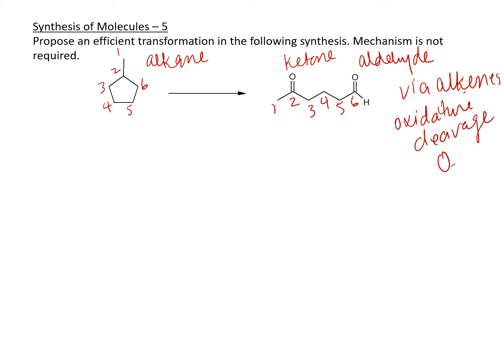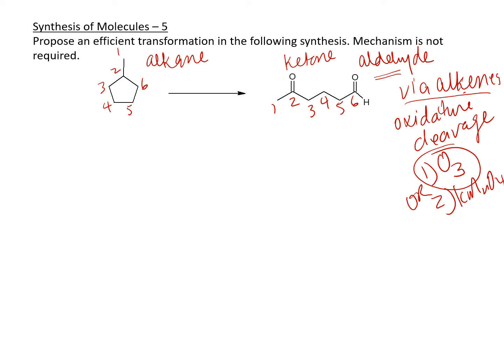You can either use ozone or you can use KMnO4. So in this case, we have to use ozone because our product is an aldehyde. For KMnO4, your product should be an acid. Okay, so once we've decided we have to do ozonolysis on this, it means that I need to make an alkene.